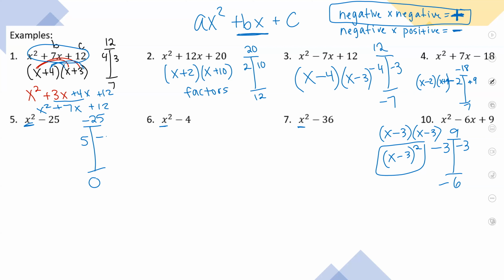5 and negative 5. 5 times negative 5 is negative 25, but 5 minus 5 is 0. So this will be x plus 5 times x minus 5. Those are your factors. Number 6. I want two numbers that multiply to negative 4, but combine to 0. Yes, 2 and negative 2. 2 times negative 2 is negative 4, but if you add them you get 0. So this will be x plus 2 and x minus 2.